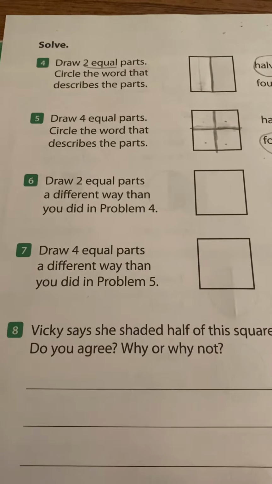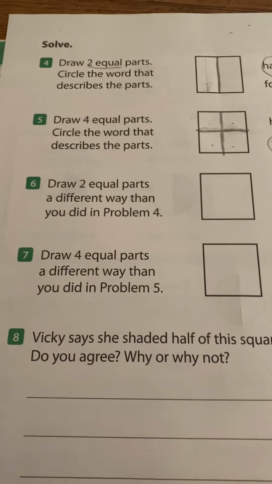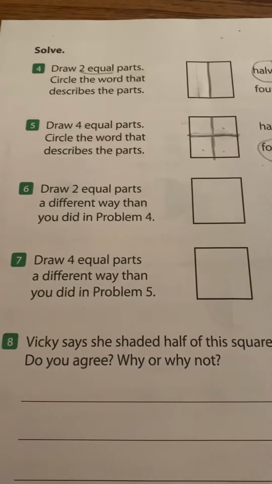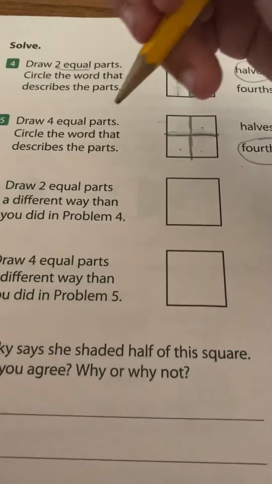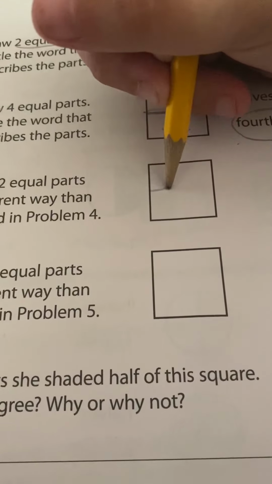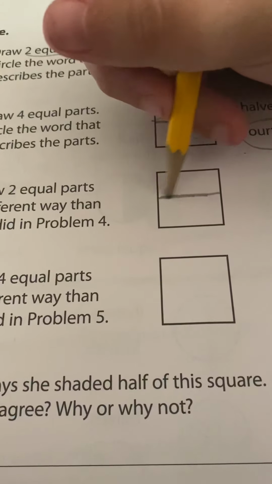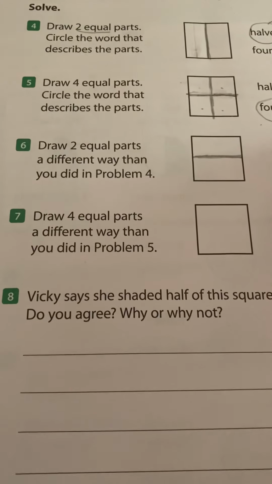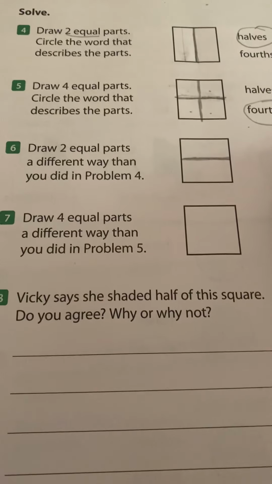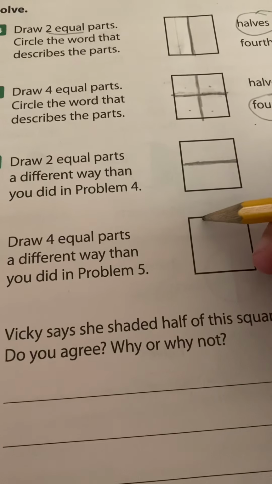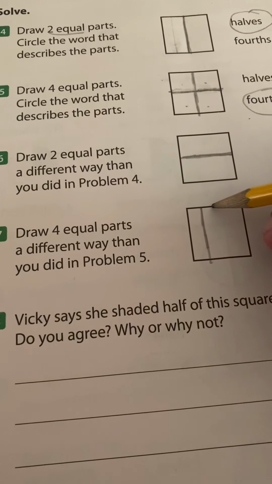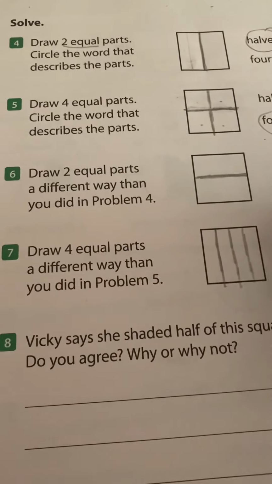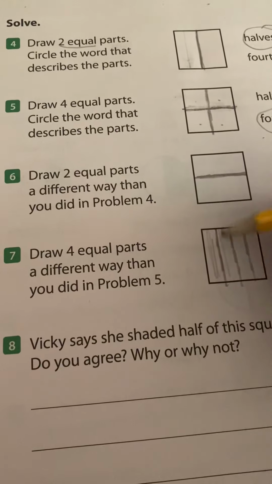Number 6, draw 2 equal parts a different way than problem 4. So on this one, I drew my line this way, but I can also draw my line across and make 2 equal parts. Draw 4 equal parts a different way than problem 5. Okay, I'm going to draw 1, 2, 3. I drew 3 lines, but there's 1, 2, 3, 4 equal parts.